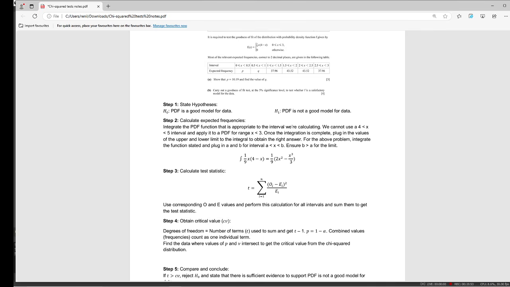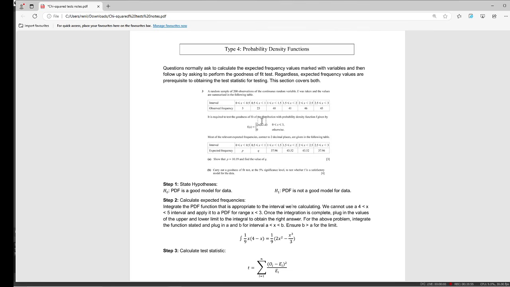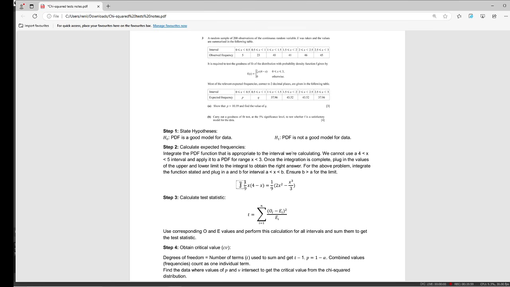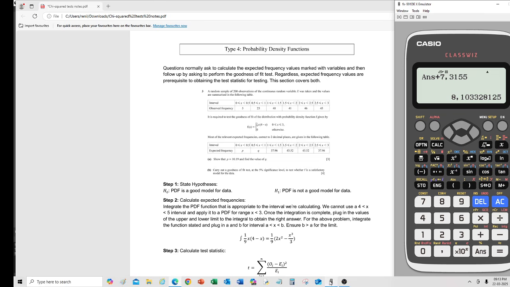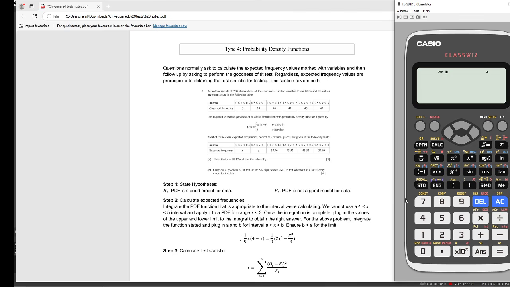Alright, so how do we start this off? Firstly, we just need to integrate the function as shown over here. So in this case, 1 by 9x times 4 minus x. We need to integrate this and we'll get a certain value. Next, we need to plug in the limit of the interval. So I'm going to use an interval for better understanding.